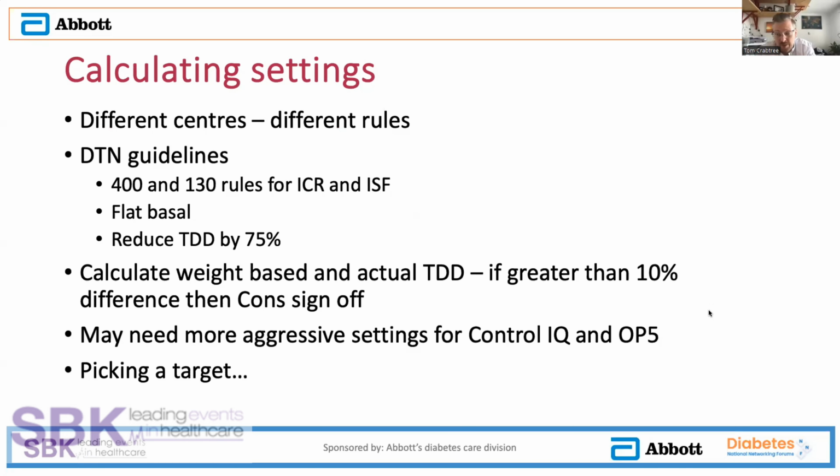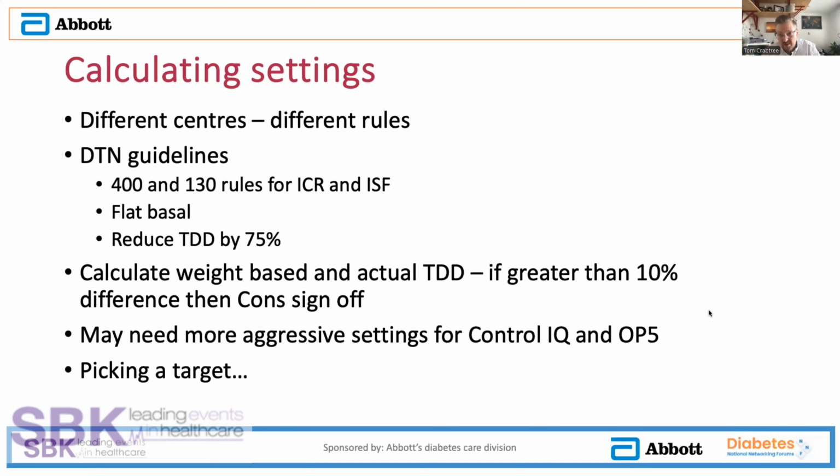We also need to think about people's settings when we're starting them on pump, and local centres may do variations of this. We tend to follow the DTN guidelines, which is the 400 and 130 rules for insulin to carbohydrate and insulin sensitivity factors. We tend to keep it simple with a flat basal. We don't do any variations throughout the day because ultimately that's the backup plan for what happens if a sensor comes off and the pump has to revert back to manual mode. And we always do a 75% reduction in their current total daily dose.